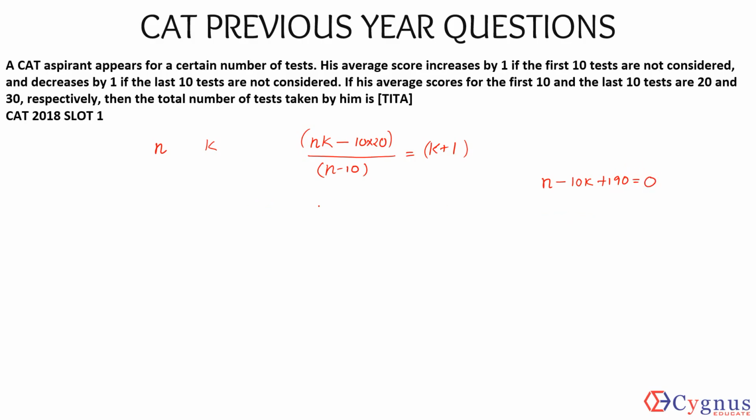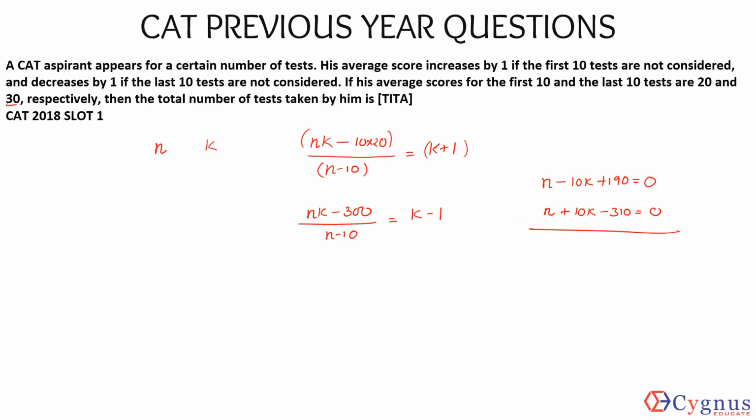Yes or no? What's the next case? If the last 10 tests are not considered, so NK minus the score obtained by him in the last 10. The average for the last 10 is given equal to 30, so he must have got 300 marks here. I don't have to consider them. So the remaining tests will be N minus 10. Now the average decreases by 1, so it should become K minus 1. When you simplify this again, you get N plus 10K, this 300 and this is 10. It becomes minus 310.